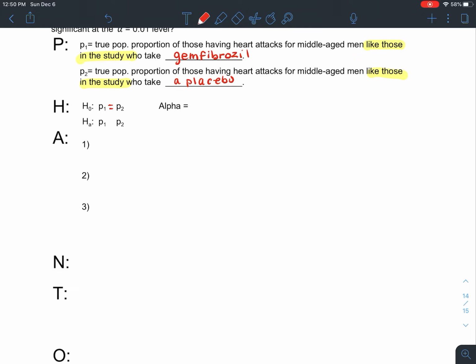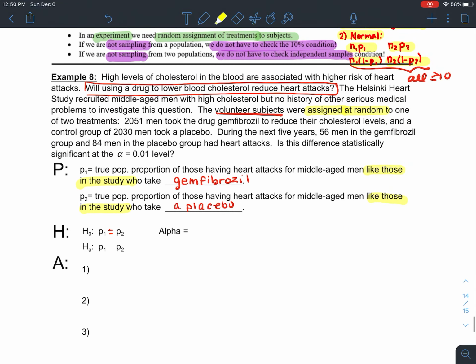Now, if we look up here, we're trying to figure out if this drug is going to reduce the number of heart attacks at all. You'll notice I boxed in up here in red, will using the drug lower the blood cholesterol level and in turn reduce the number of heart attacks. I want to pull on that word reduce, and say that what we're looking to see if we have evidence in favor of is that the proportion in the gemfibrozil group would be less than the proportion who just took the placebo in terms of men having heart attacks.